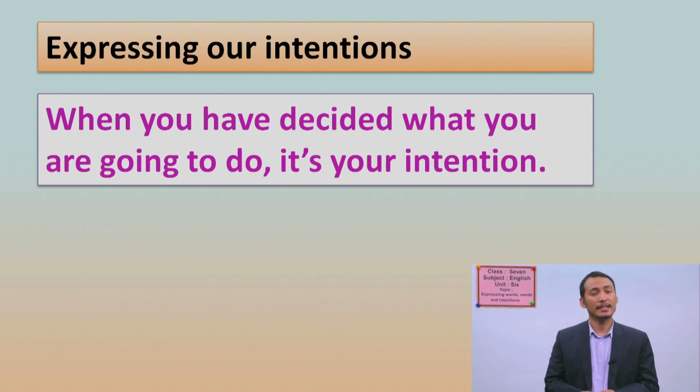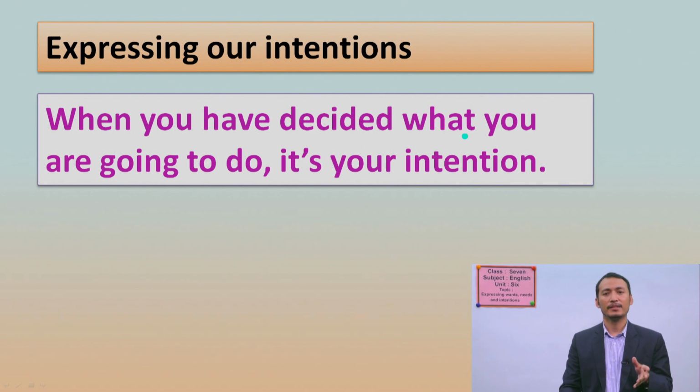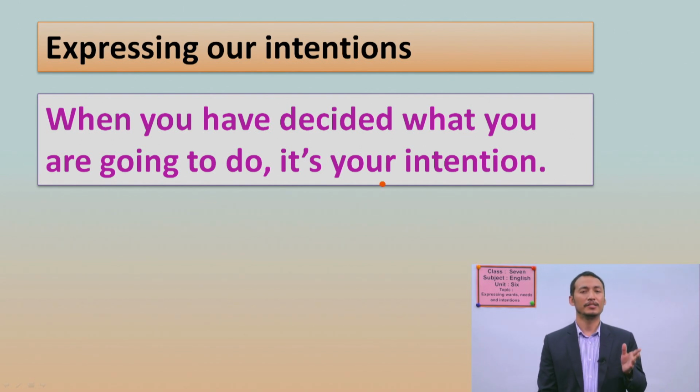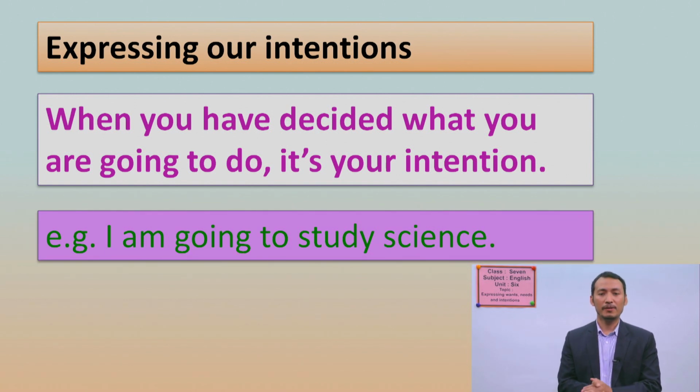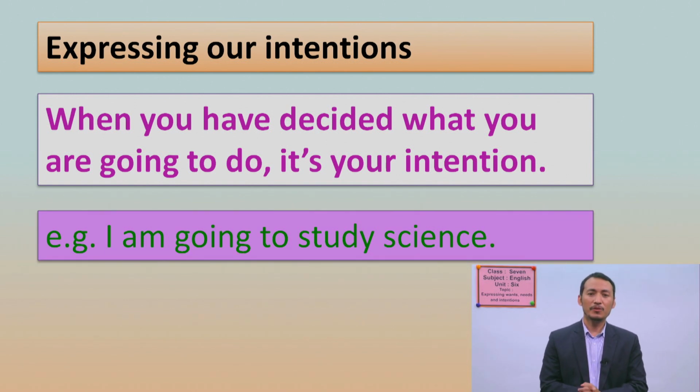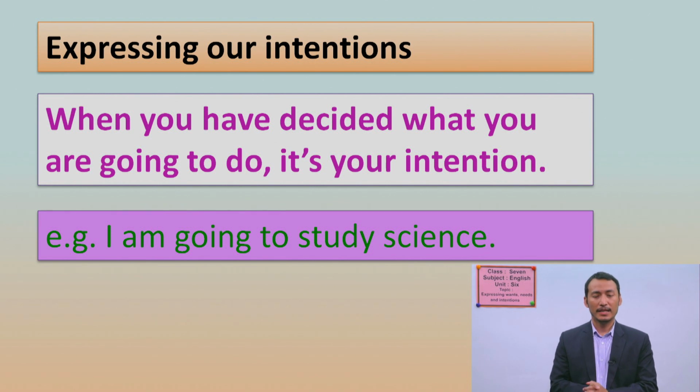And you say that you are actually doing that thing. So you can say it as when you have decided what you are going to do, it's your intention. Now, for example, let's have a look at the sentence, I'm going to study science. This is not simply your wish. I'm going to study science means your intention. That is your plan and decision that you are going to definitely study science.